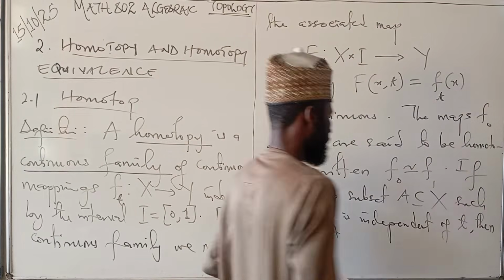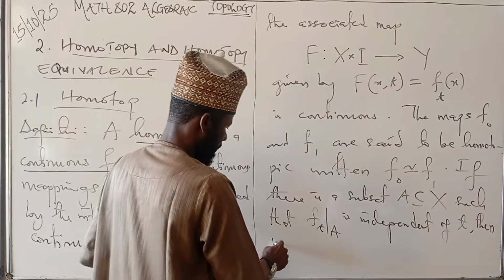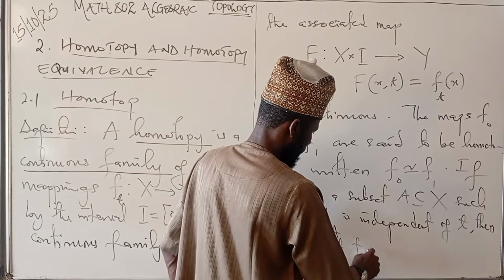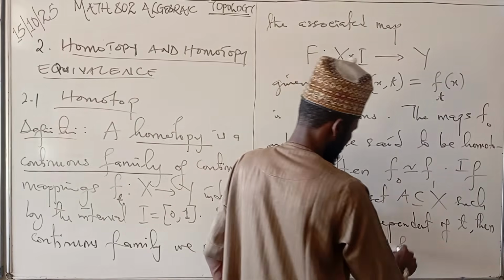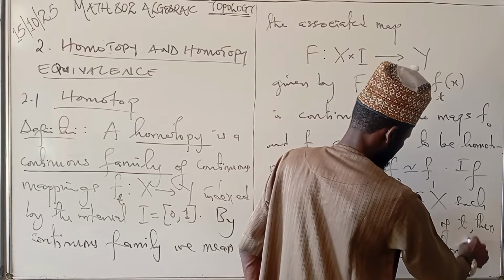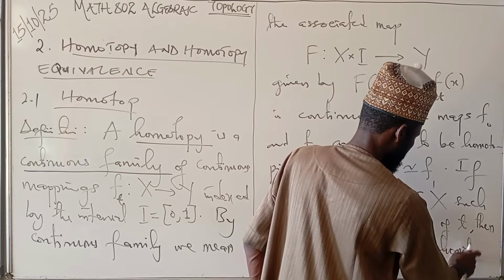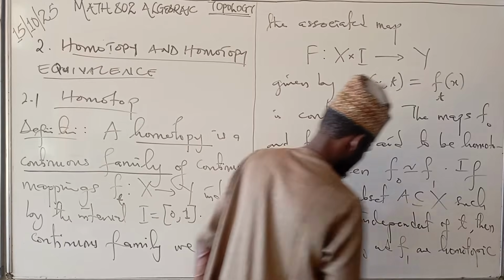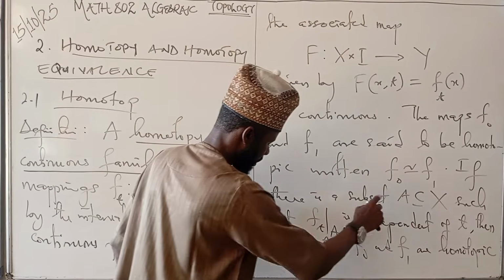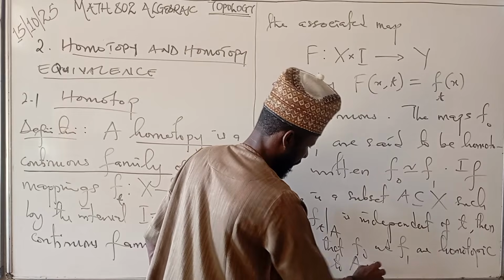Then we say that F0 and F1 are homotopic, but relative to the subset A.